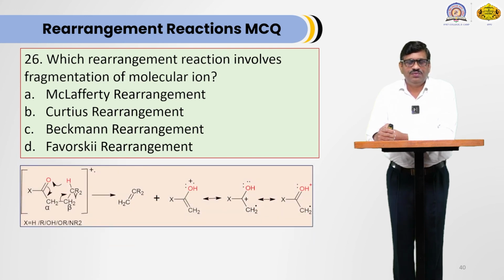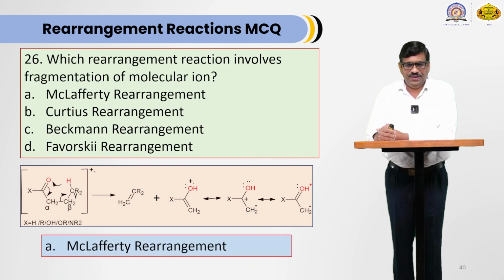It is shown here how that McLafferty rearrangement takes place. Fragmentation of the starting compound takes place, meaning the starting compound breaks down into several fragments, and those fragments again break down into other fragments. That is observed in McLafferty rearrangement reaction. That's why McLafferty rearrangement is the correct answer.